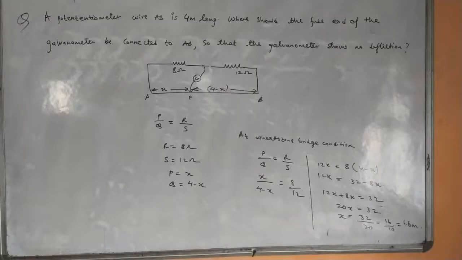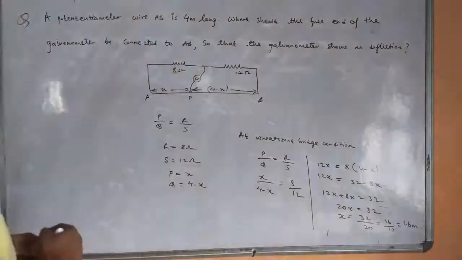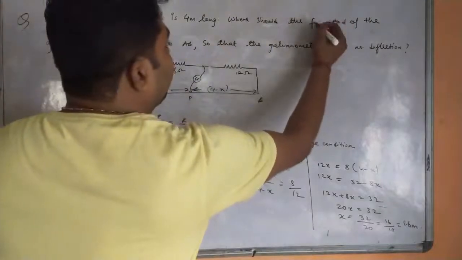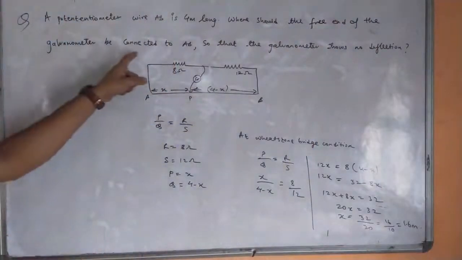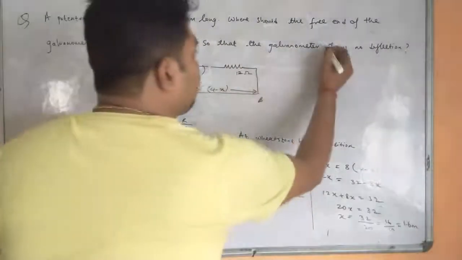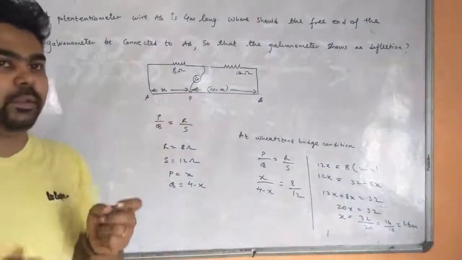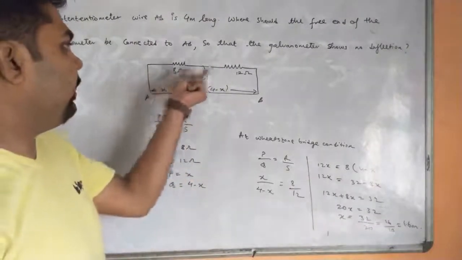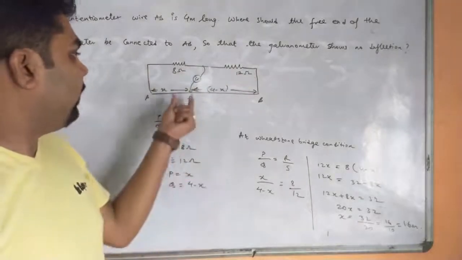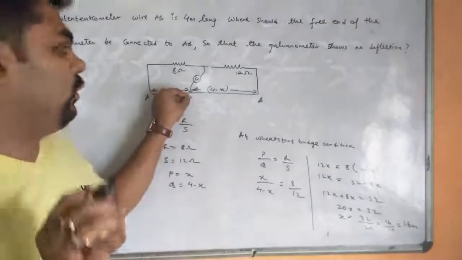So in the screen you can see one question. A potentiometer wire AB is 4 meter long. Where should the free end of the galvanometer be connected to AB, so that the galvanometer shows no deflection? Or zero deflection, meaning is same, right? So where should the point P be placed? Now you see in this question 8 ohm and 12 ohm already it is given, and we need to find at what point P we will be getting the zero deflection here.